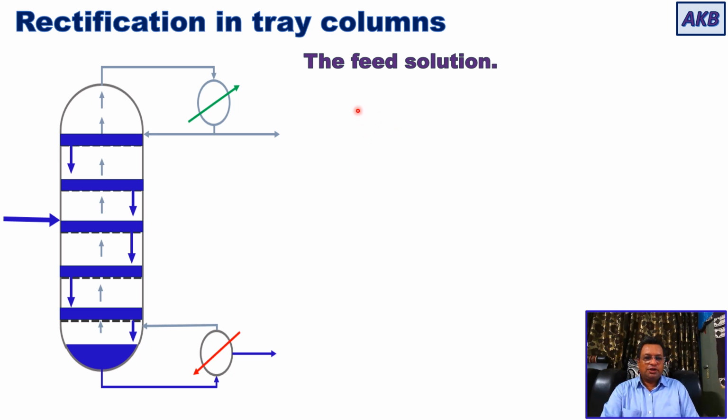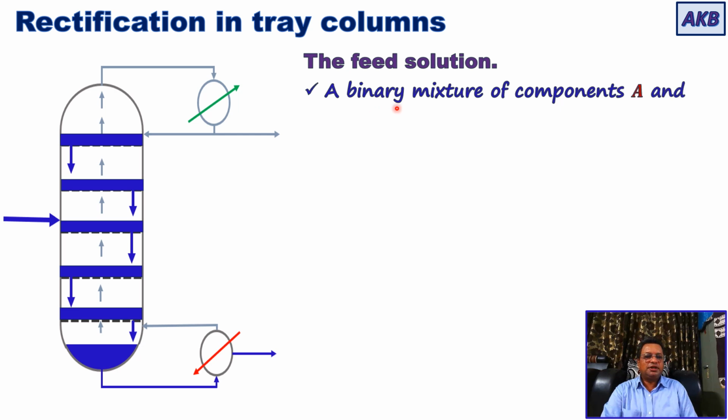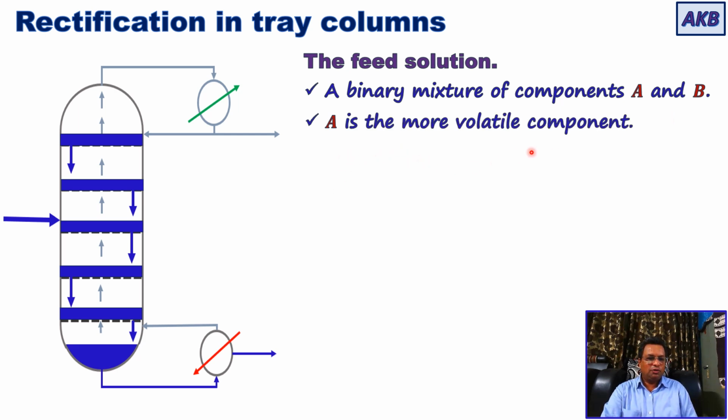Now let me talk about the feed solution. We are going to consider a binary mixture of components A and B. So for our discussion, in order to make it simple, I am considering a binary mixture, that is a mixture of only two components. Which are these two components? A and B. Out of this, A is the more volatile component, that is, A has a low boiling point and high vapor pressure as compared to that of B.